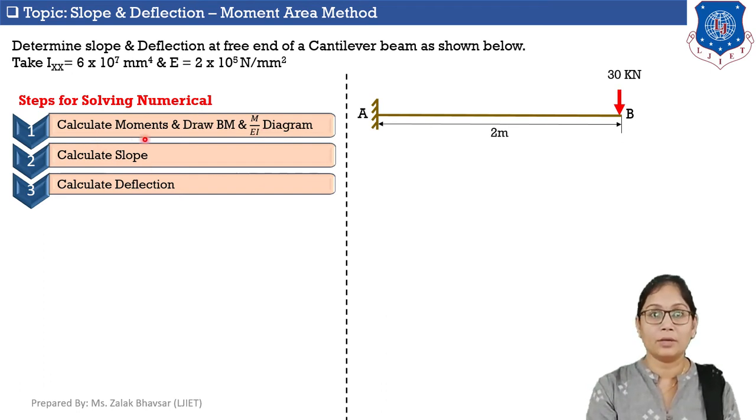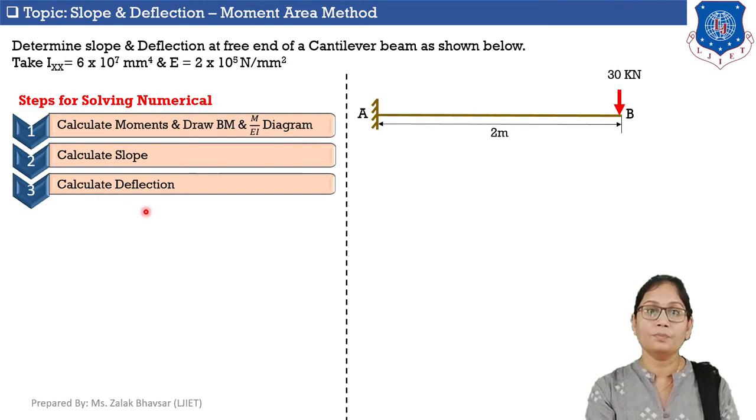Now, these are the steps that we will follow for calculation of the numerical. First of all, we will calculate moment and then we will draw the bending moment diagram and then we will convert the bending moment diagram into the M upon EI diagram. In step number 2, we will calculate slope and in step number 3, we will calculate deflection. So, let's start with step number 1.